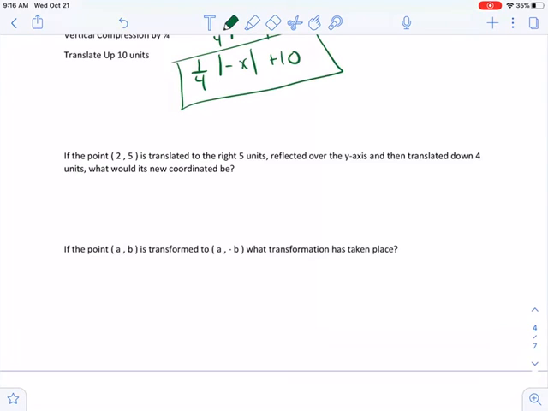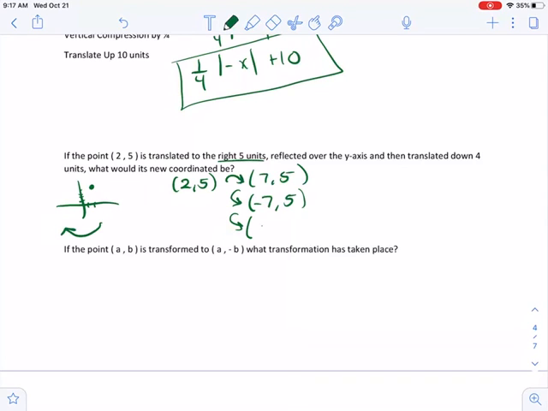If the point 2, 5 is translated to the right 5 units, reflected over the y-axis, and then translated down 4 units, what would the new coordinates be? I would start with a basic graph here, so we have 2, 5. If I'm moving this to the right 5 units, then 2, 5 is going to end up at 7, 5. So my x-coordinate goes up by 5. Reflected over the y-axis, so if I move a point from here over there, then the x-coordinate is going to switch from positive to negative. And then if I'm translating something down 4 units, I'm going to be taking away from my y-coordinate. So that would just give me a 1 after I take 4 away from 5.